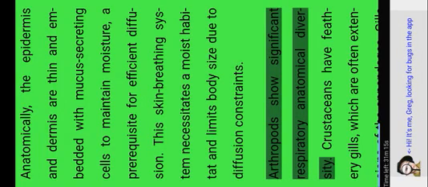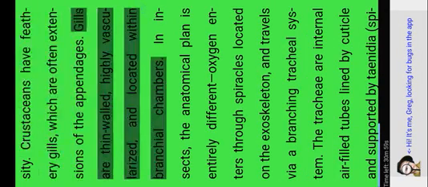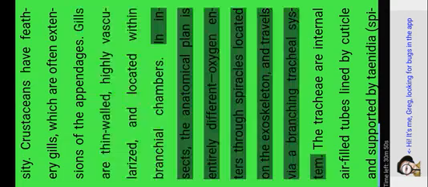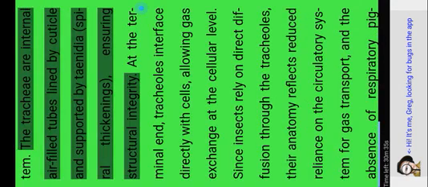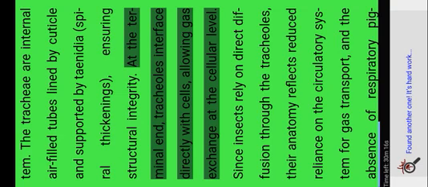Arthropods show significant respiratory anatomical diversity. Crustaceans have feathery gills, which are often extensions of the appendages. Gills are thin-walled, highly vascularized, and located within branchial chambers. In insects, the anatomical plan is entirely different. Oxygen enters through spiracles located on the exoskeleton and travels via a branching tracheal system. The tracheae are internal air-filled tubes lined by cuticle and supported by taenidia, spiral thickenings, ensuring structural integrity. At the terminal end, tracheoles interface directly with cells, allowing gas exchange at the cellular level.